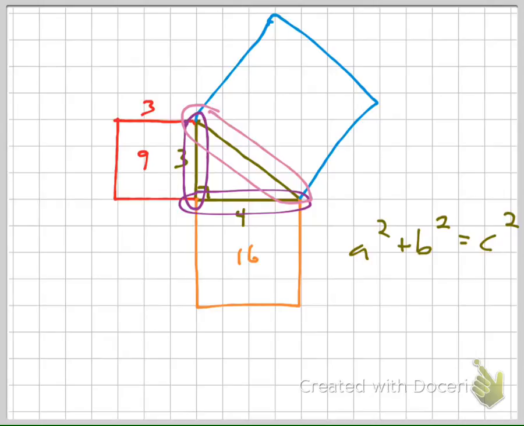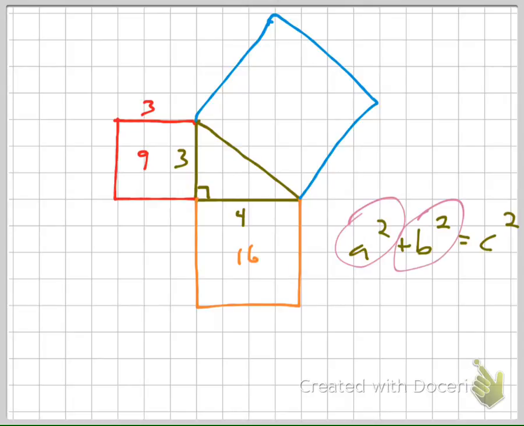The two sides that make the right angle are called legs. The opposite side of this is the hypotenuse. A is one leg, B is another leg, and C is the hypotenuse. That's the formula. A is a leg, B is a leg, C is the hypotenuse.